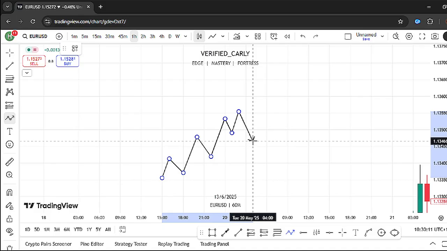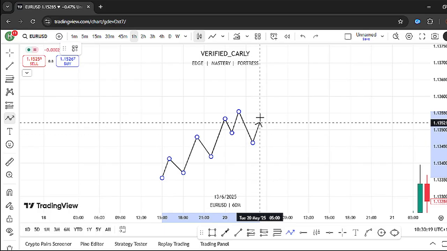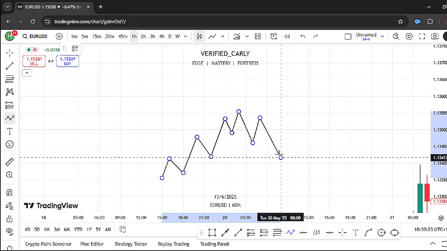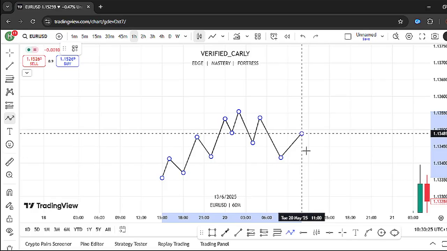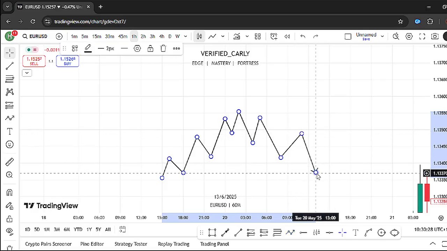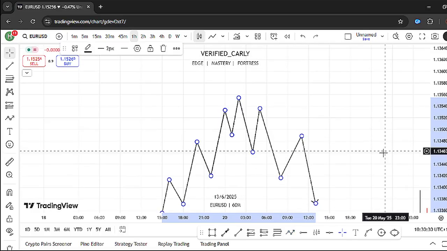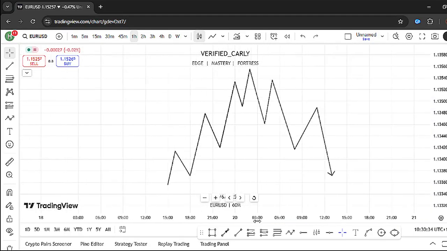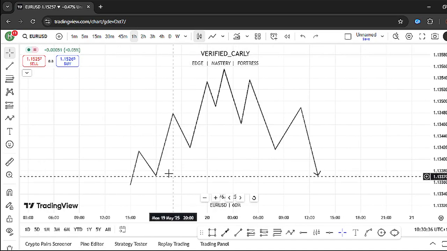Break the low. Okay, not the high again. It went back down and broke the low. So after breaking the low, it pulled back and broke another low, right? Started breaking structures to the downside now.